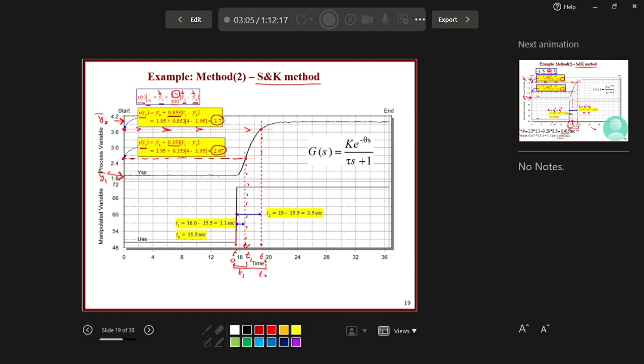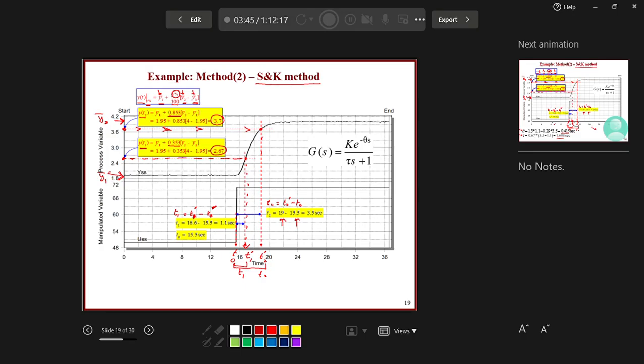So T1 minus T0 is T1, and we shouldn't call it T1, probably we'll call it T1 prime, just to make it easier. So this is the T1 prime minus T node. This will give me T1. And similarly, the T2 is the T2 prime minus the T node. Okay, so it is 19 minus 15.5.